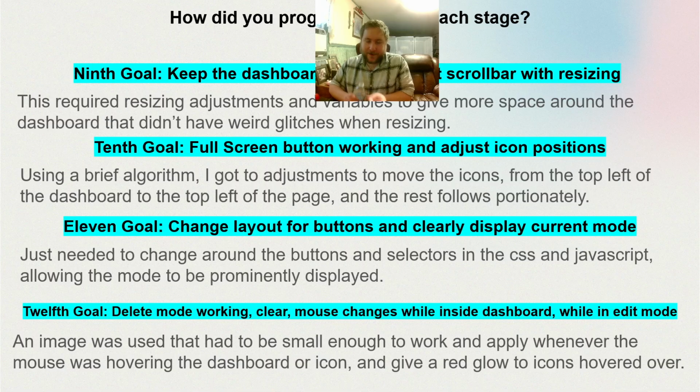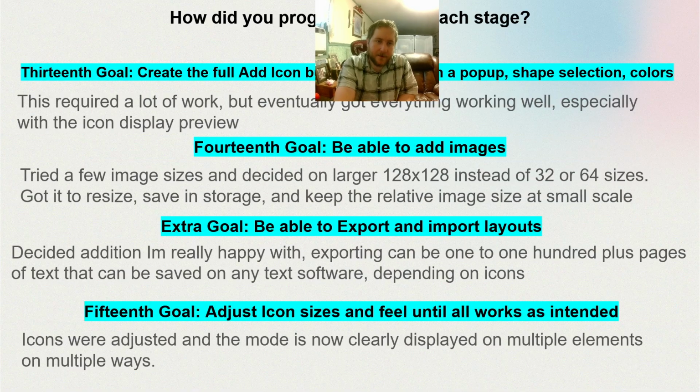Twelfth was delete mode working. This gave the cursor an X, and whenever you hovered over an icon, it would glow red. It's only available in edit mode, and you just click on something and it deletes it. This didn't take too much effort.